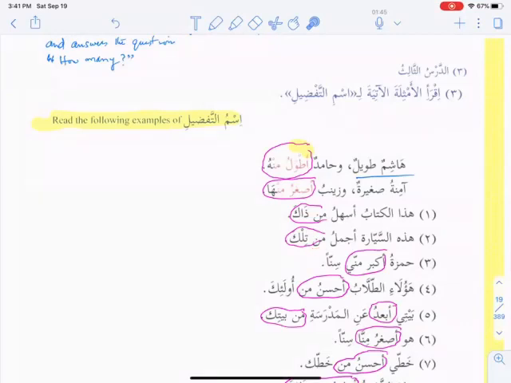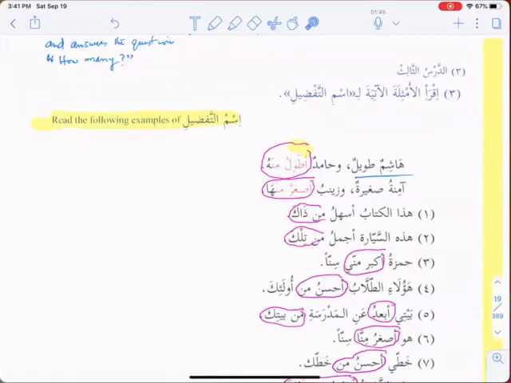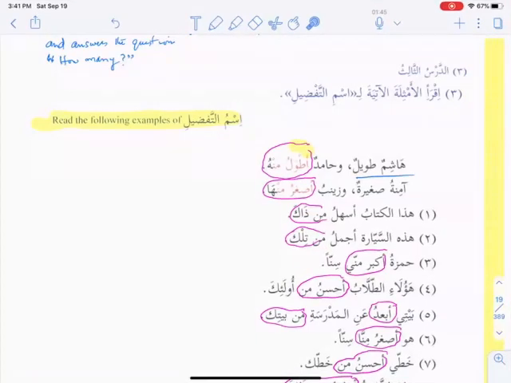Hamzatu akbaru minni sinnan. Hamza is older than me. So Hamza is mubtada, akbaru is your khabar, minni is jar majrur. Sinnan is tamiz, in age.